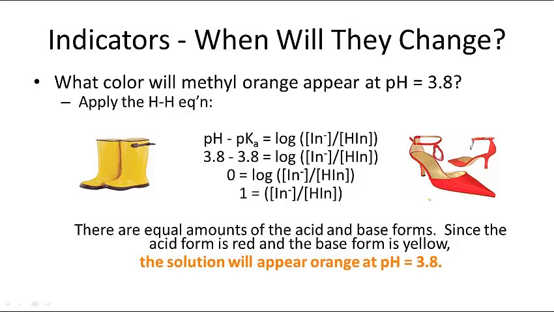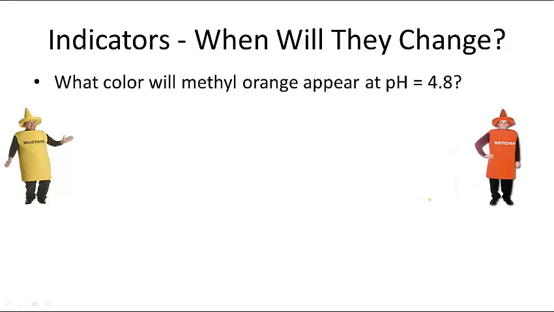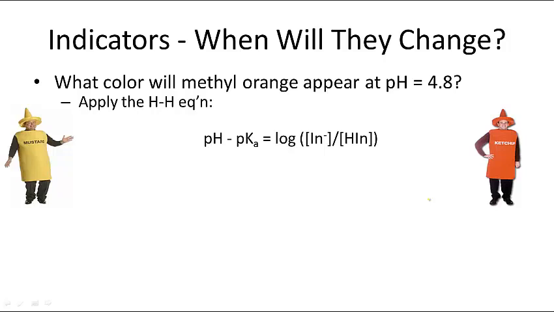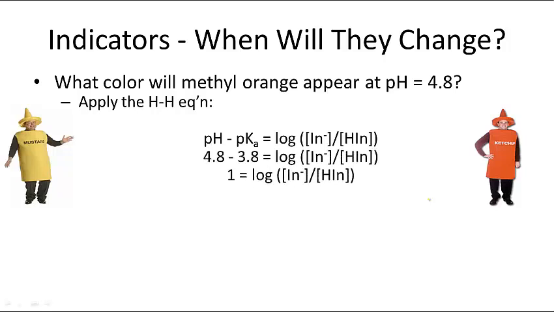If I bump the pH up to 4.8, now I have the war between the mustard men and the ketchup men. Now, 4.8 minus 3.8 is +1. So if that logarithm is +1, the ratio is 10 yellows for every 1 red. So now at a pH of 4.8, what color am I going to see? I'm going to see yellow. I'm going to see the mustard.